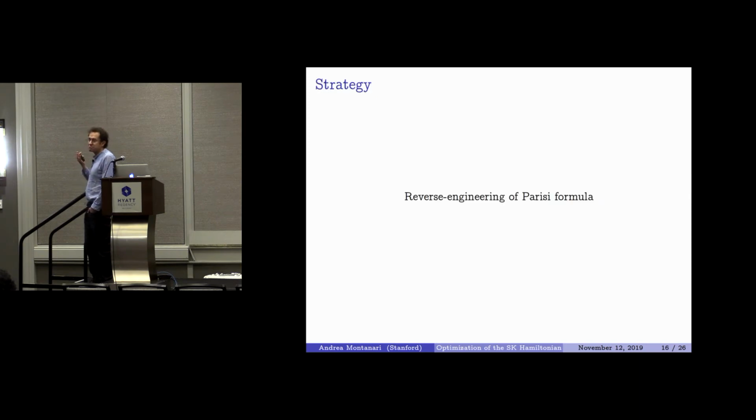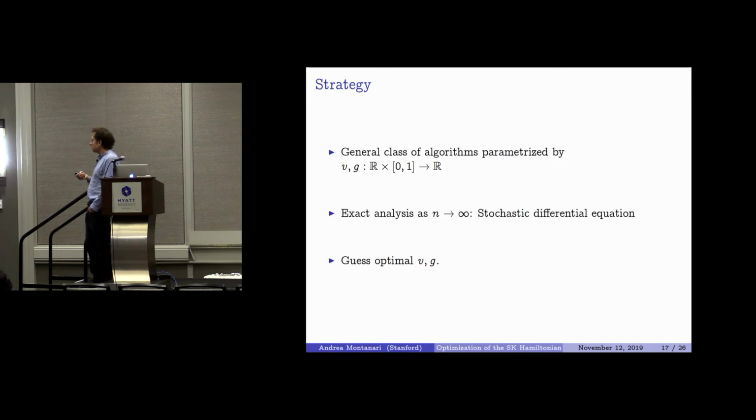Okay, what is the algorithm? Let me first describe the strategy, which is more important to come up with. The strategy, in one sentence, is: take the solution for the optimum asymptotics, the asymptotics of opt, and reverse engineer it to get an algorithm. In more detail, I'll give you a general class of algorithms parameterized by two functions. This class is built in such a way that I can analyze it exactly for any choice of these two functions, and then I'll optimize over them. In fact, I'll guess the optimal choice of these two functions.